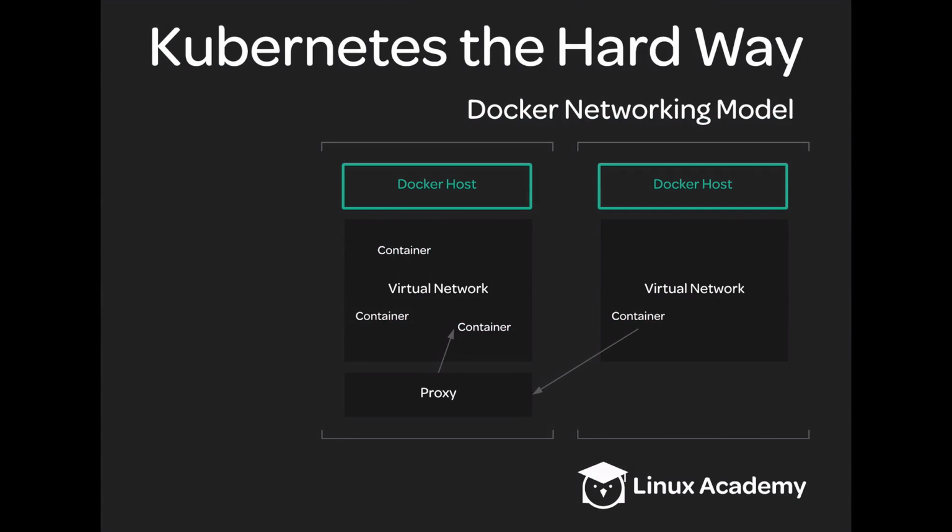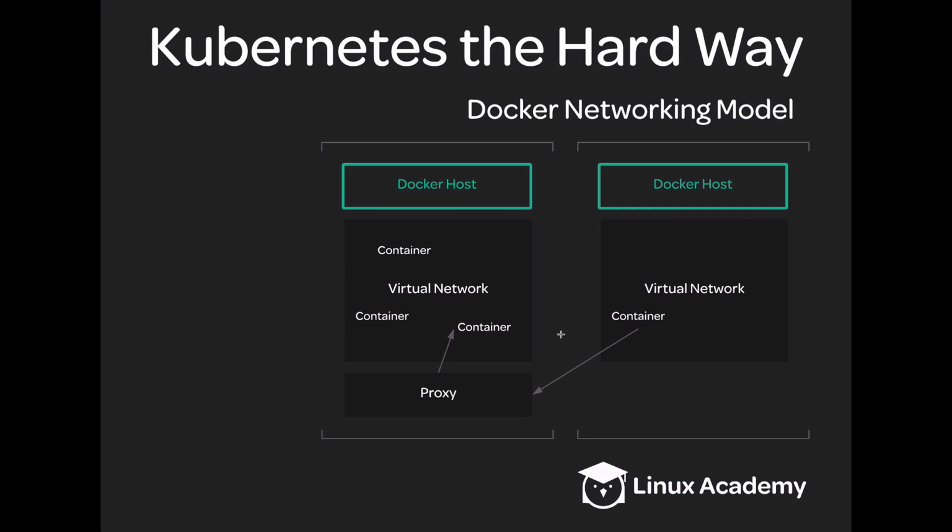So here I have a diagram of the Docker networking model. I just wanted to show you a visual representation of it so that you could have a little bit better of an idea of what I'm talking about. As you can see, I have two Docker hosts, and each one is its own completely separate virtual network. So by default, this container over here on the right can't talk to any of these containers. So what we do is we set up a proxy that is able to listen for traffic on a particular port and proxy that traffic to one of the containers.